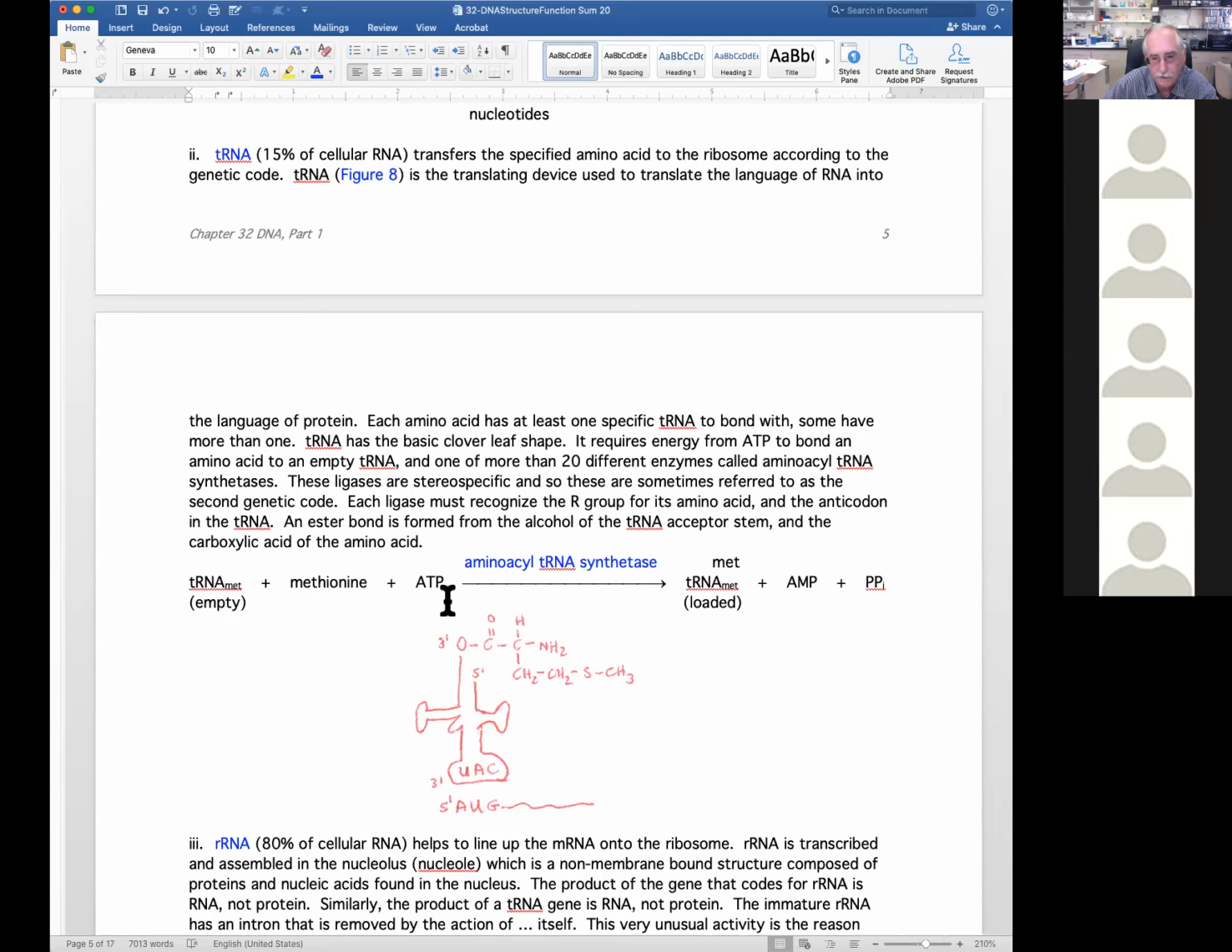ATP is required. So what does all this is the amino-acyl tRNA synthetase. It puts methionine onto only the tRNA made for methionine, and ATP hydrolyzes into AMP, and then this ends up eventually turning into phosphate. So you greatly ensure that this process is one directional.